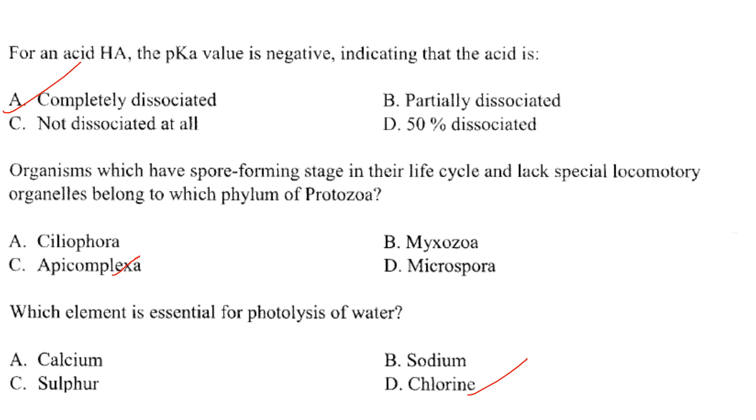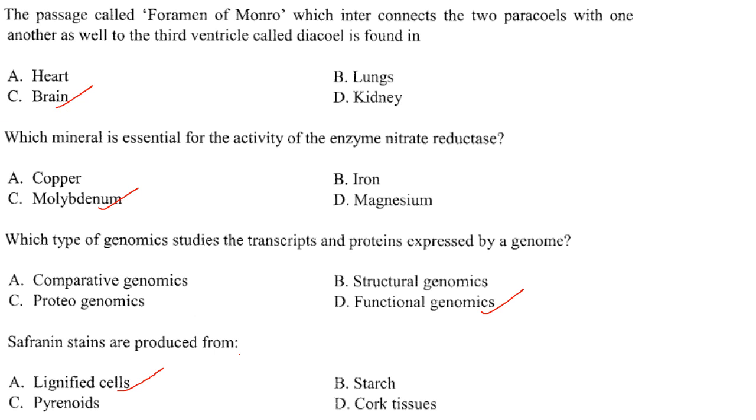Which element is essential for photolysis of water? It is chlorine that is essential for photolysis of water. Answer is option. The passage called foramen of Monro, which interconnects the two paracoeles with one another as well as to the third ventricle called diacoel, is found in the brain. Answer is option C. Which mineral is essential for the activity of the enzyme nitrate reductase? So it is molybdenum that is essential for the activity of the enzyme nitrate reductase.